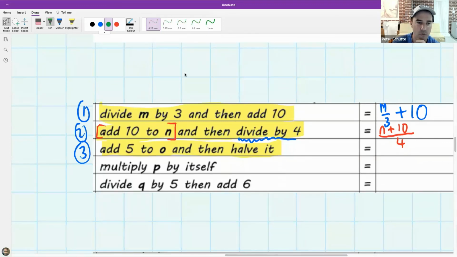And then the very last one, guys, add 5 to O and then halve it. So if I add 5 to O, I'm just going to get O plus 5. And how do I halve something? I'm just going to divide it by 2. Now, it's really important. If you've got the fraction bracket, it divides it. But remember that the O plus 5 has to be added together first, and then it's divided by 2. The 2 is dividing both things. And that's really important. We're going to pick that up in the next lesson.